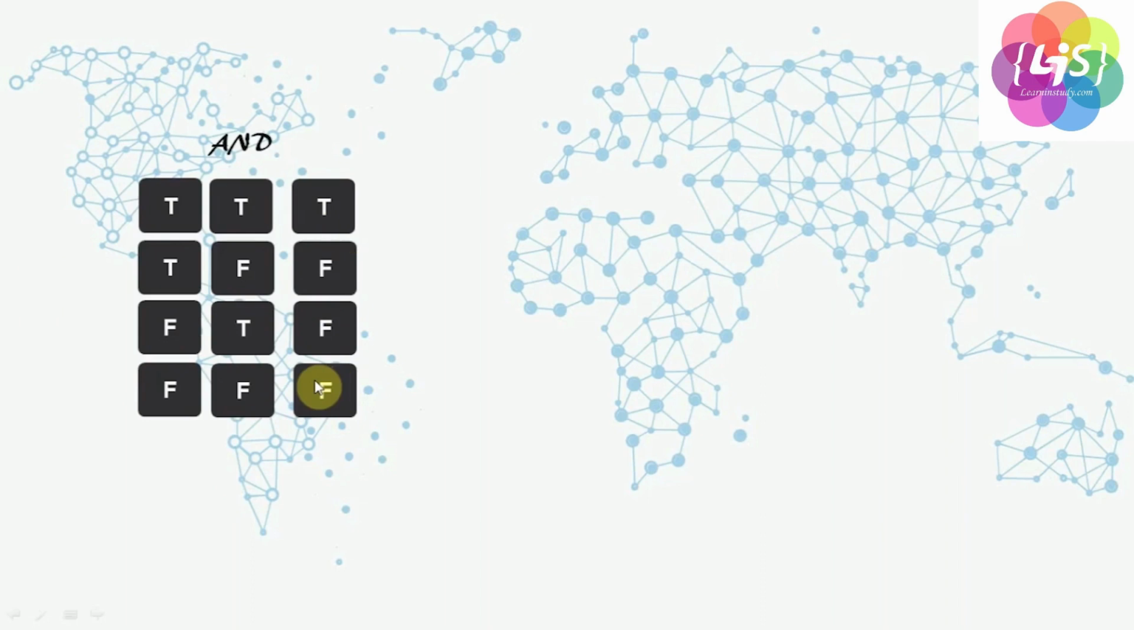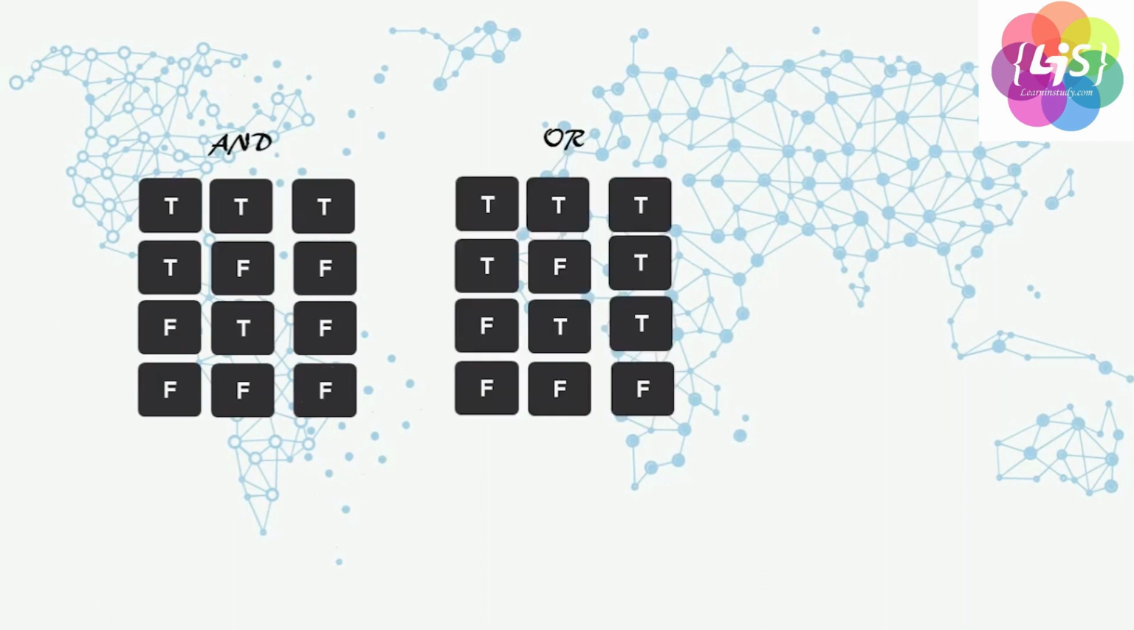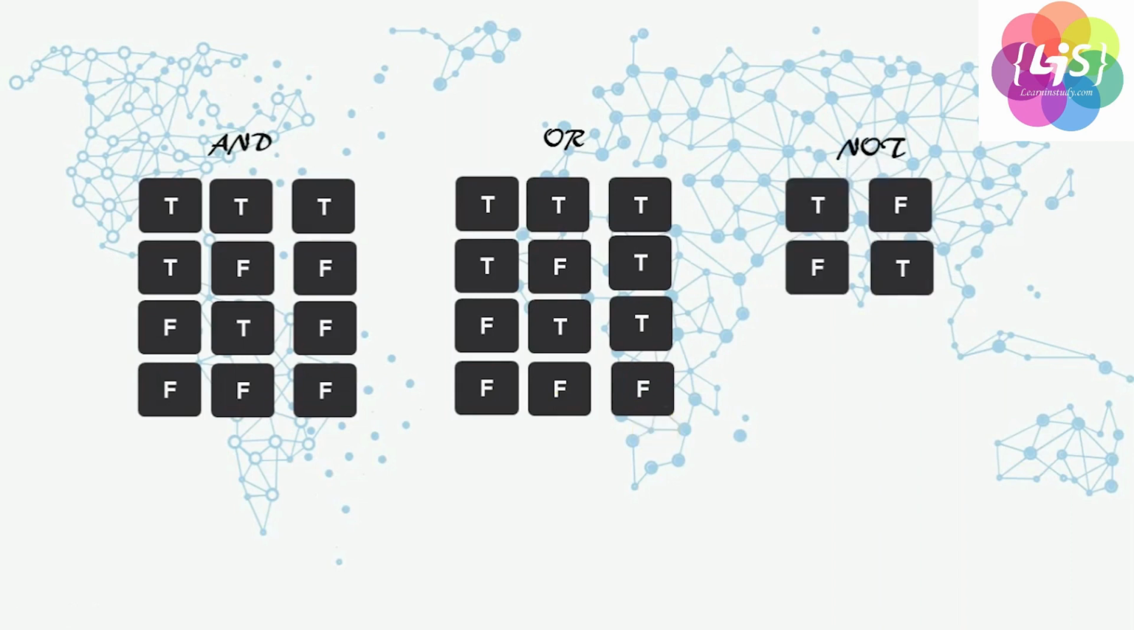Okay, next is your or gate. Your or gate is just the reverse of your and gate. That is, if either of your conditions is true, you're going to get a true value, but if both conditions are false, then and only then you'll get a false value here. Next we have the not gate. The not gate is just that if I pass here a true value, it will return me false, and if I pass here false, then it will return me true.